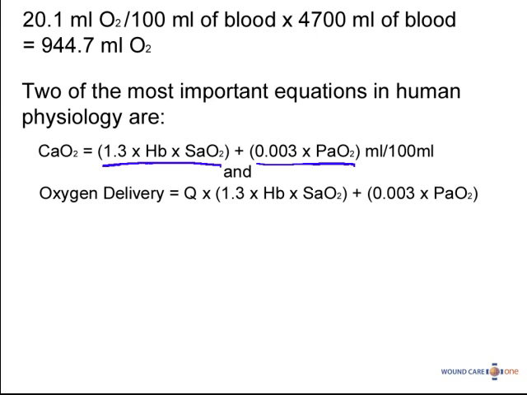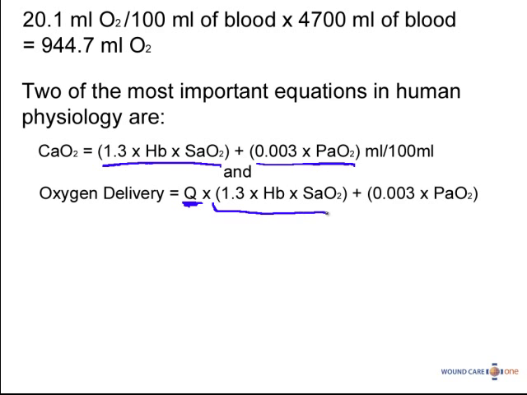The second equation is getting to the heart of these lessons on oxygen delivery. It is the oxygen delivery equation. The variable Q is cardiac output. It is how much blood the heart can pump out to other parts of the body. If the heart cannot pump to other parts of the body, then oxygen delivery will be decreased.